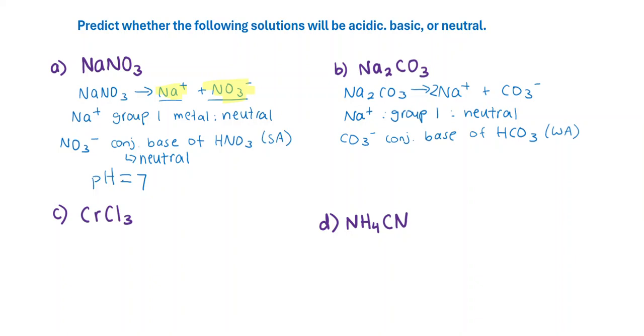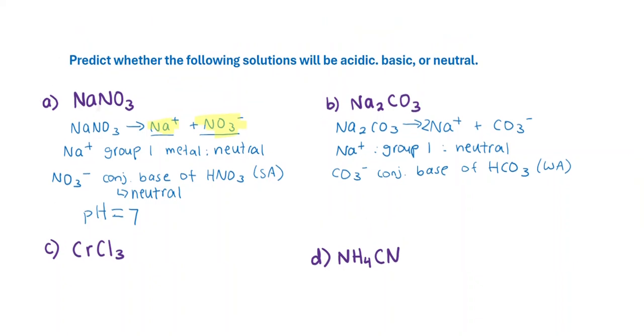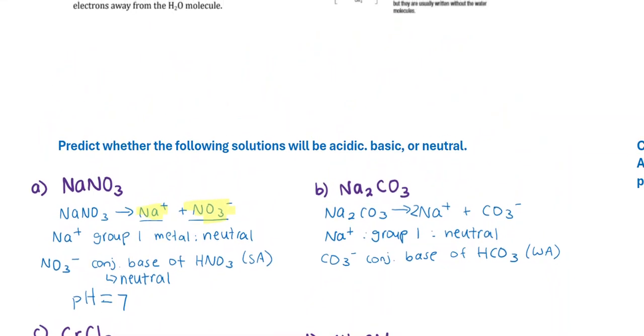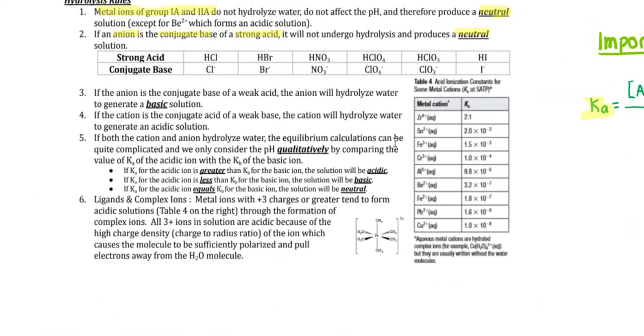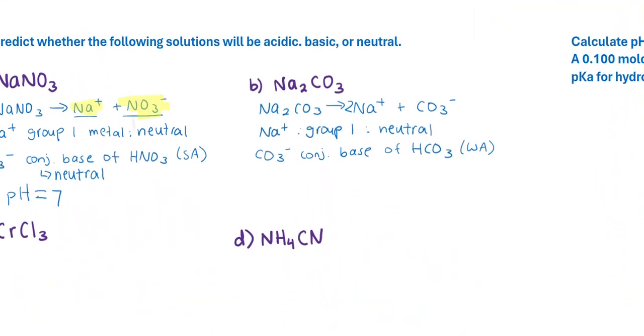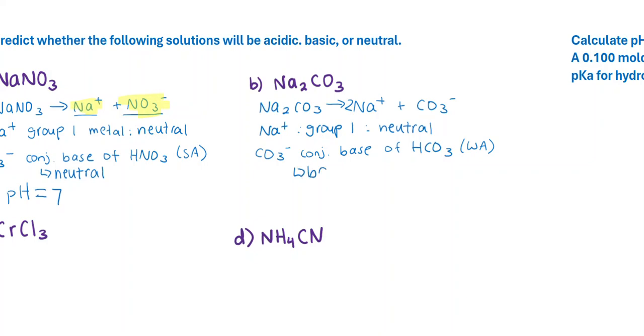So now let's go back to the rules and see if this is acidic or basic or neutral. So if we look here, it's the anion of a weak acid, and here it says it produces a basic solution. So therefore, this one will be basic. So if we have one neutral and one basic, this resulting solution should be basic.